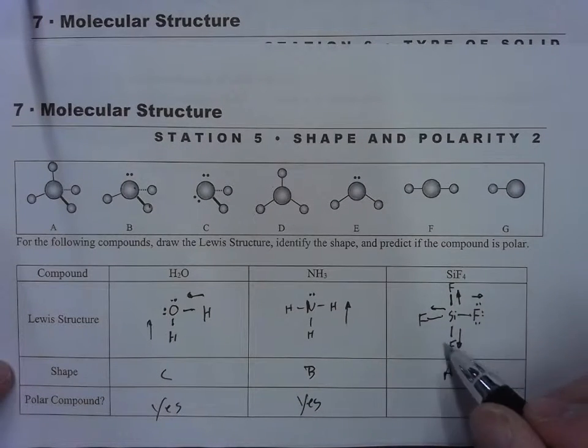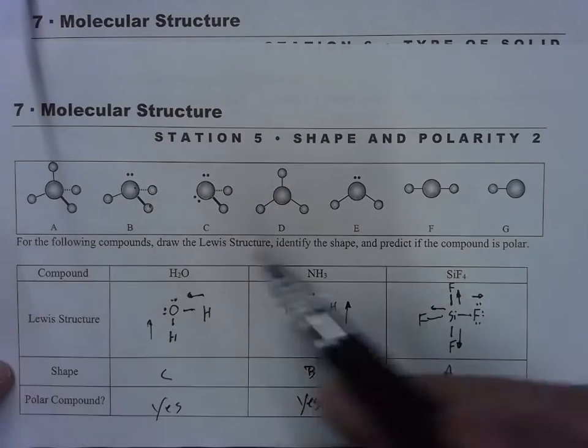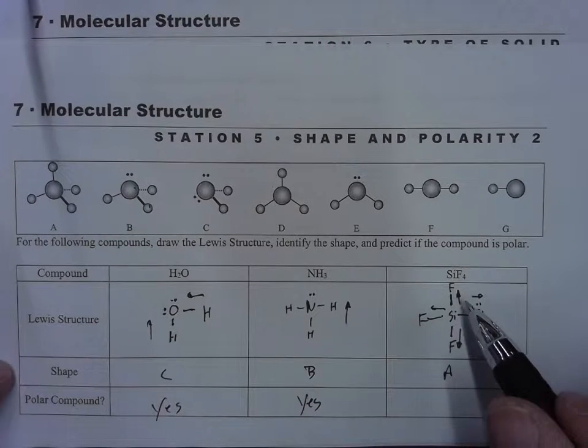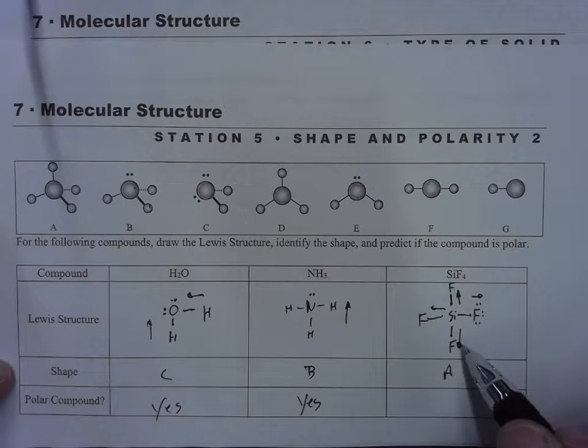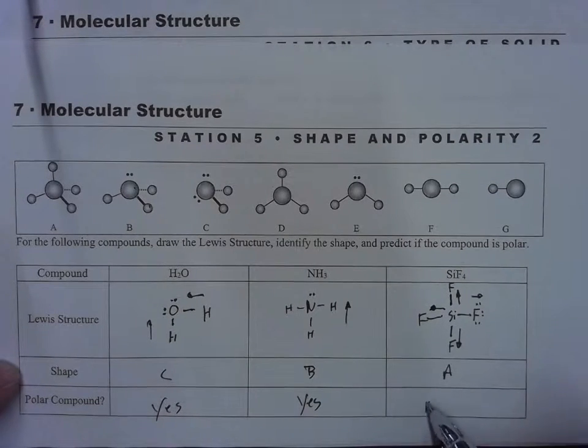Anytime you've got a carbon or a silicon with 4 legs on it, it's going to be shape A, guys. The shape is A. And is it polar? Well, again, let's go back to this idea. That bond cancels that bond. This bond over here is canceling that bond there. So is it polar? No, it's not polar.